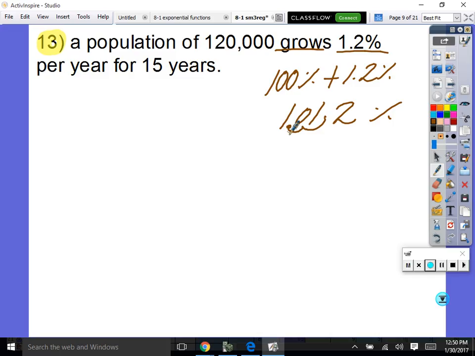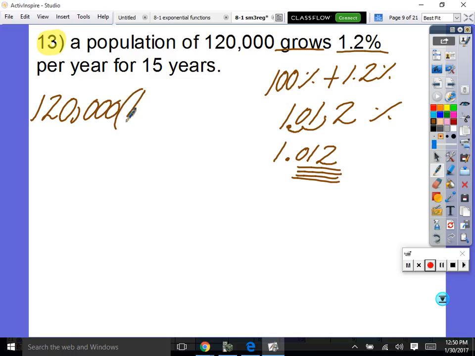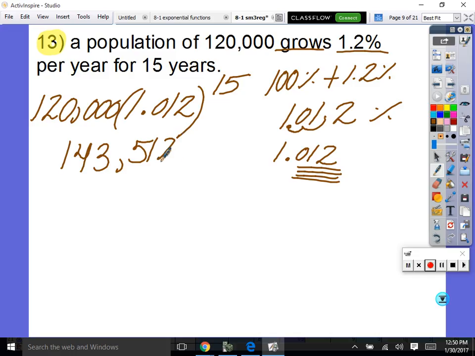You guys knew that, right? So that's our growth factor, 1.012. That is how we have to write that correctly. So our initial population is 120,000. Our growth factor is 1.012, raised to the 15. So when you type that into your calculator, we should get 143,512.24.